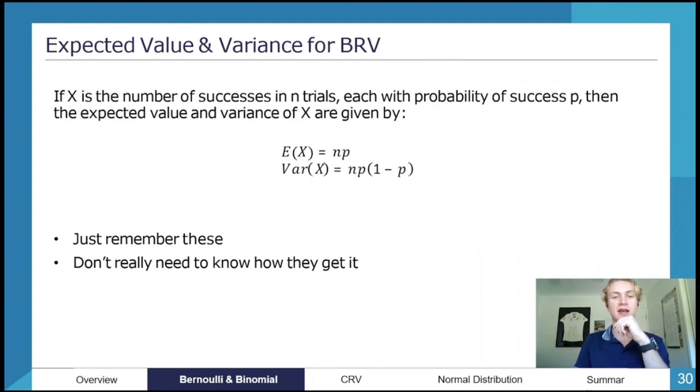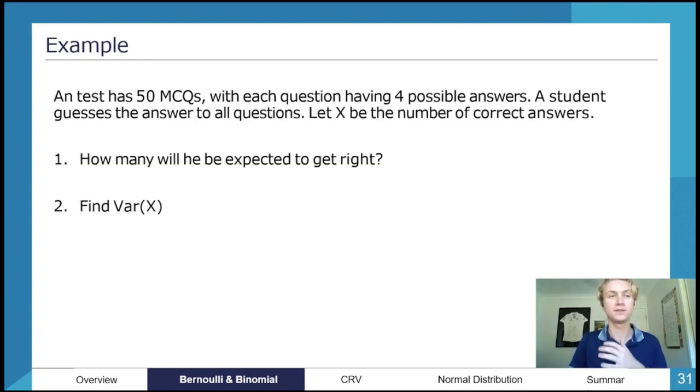Then the variance of x, a little bit more complicated, np times 1 take p. So you just apply them, and remember, how do we work out standard deviation? If we were given that variance, how do we work out the standard deviation? We square root it. That's the standard deviation. As I said before, something you do have to have memorized.